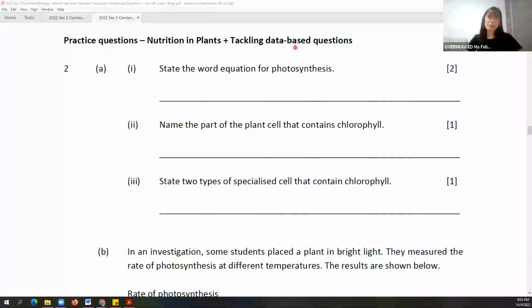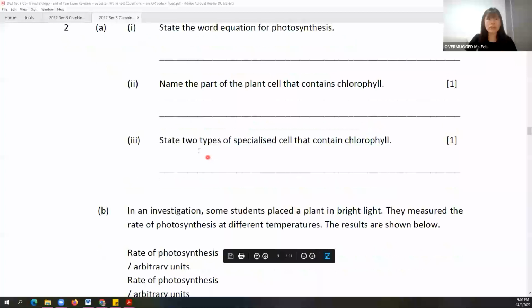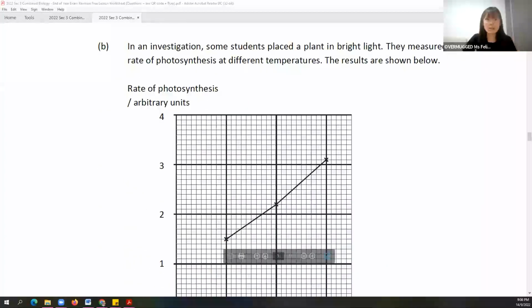Yes, data-based question. This kind, I think you're weaker at. That's why I purposely selected a data-based question to teach you how to solve it. For 2A, you do it on your own because it's just a 1 mark question, very straightforward. I move on to the data-based one, because that is the difficult part, the data. In an investigation, follow me closely. Some students placed a plant in bright light. They measured the rate of photosynthesis at different temperatures. The results are shown below.